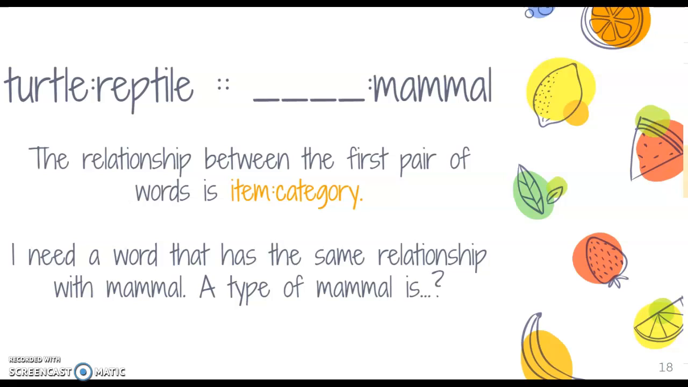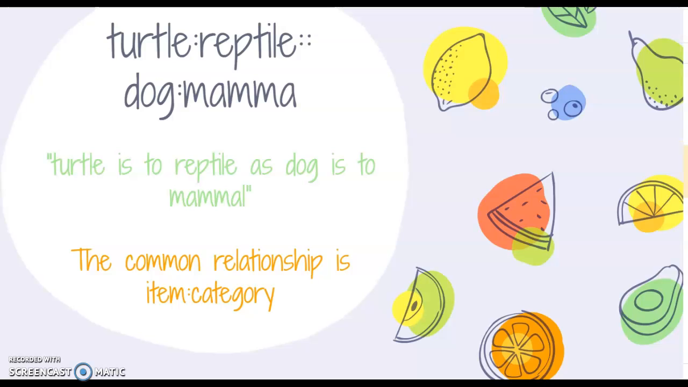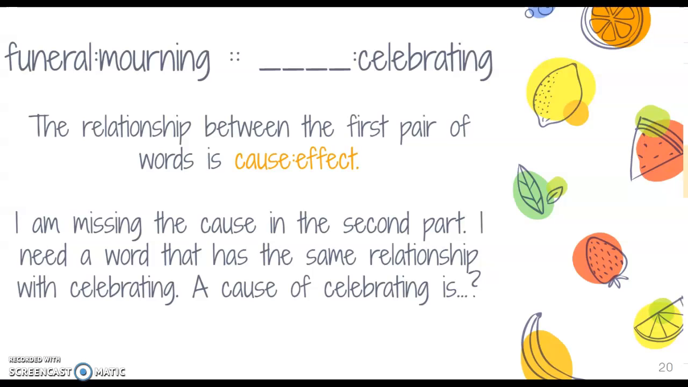A type of mammal would be what? Well, there's a lot of types of mammals that we could put in there, but for this example, we're going to use dog is to mammal. Turtle is to reptile as dog is to mammal. The common relationship between these words is item and category.